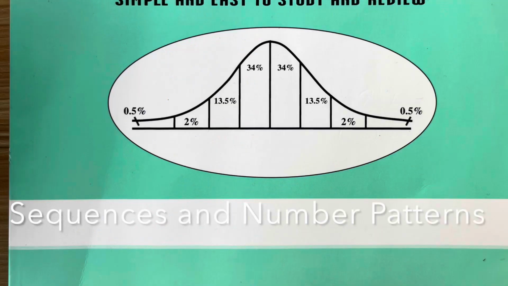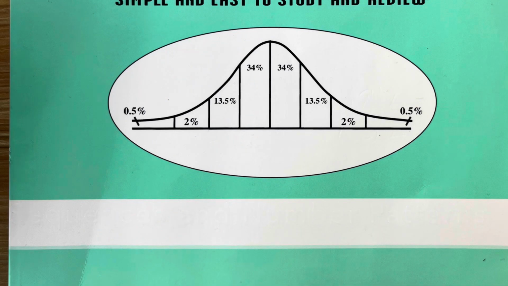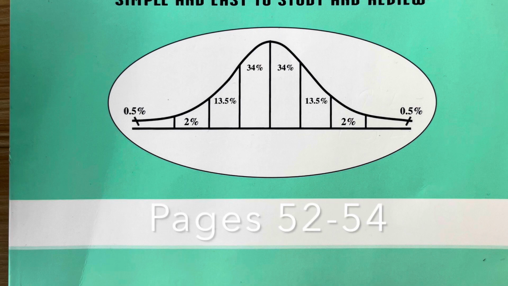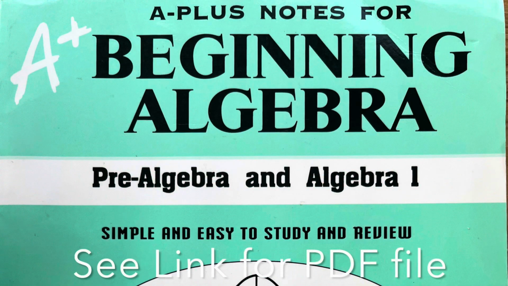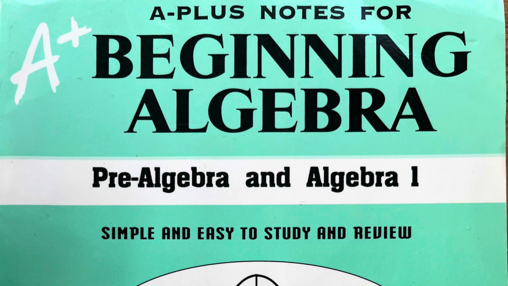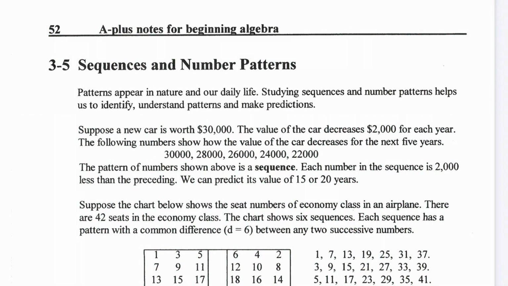We look at sequences and number patterns from the beginning algebra book, pages 52 through 54. Please check the link in the description box below this video for a PDF file of this textbook. Sequences and number patterns. Patterns appear in nature and our daily life. Studying sequences and number patterns help us to identify, understand patterns, and make predictions.